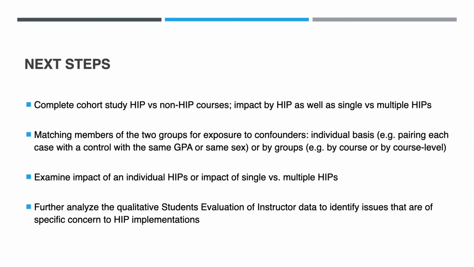So we'll see what those refinements will be, but we're definitely going to start with that more general and simple cohort study. And something that we can also do, looking at the student evaluation of instruction, especially the qualitative part, where the students actually use words to tell you what they liked or didn't like, is to see if some of the things that they are writing actually have to do with the implementation of the HIP.